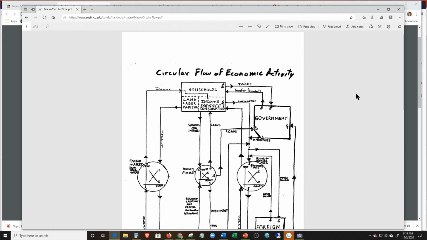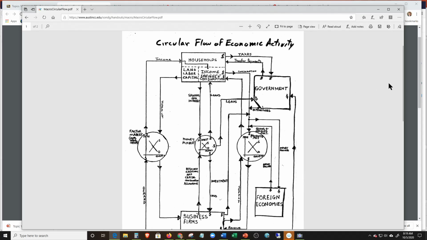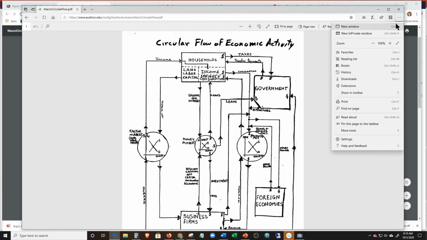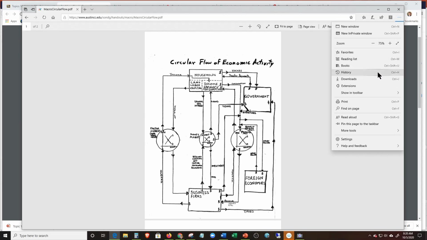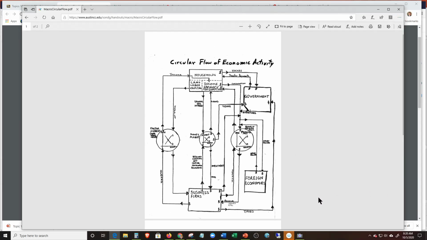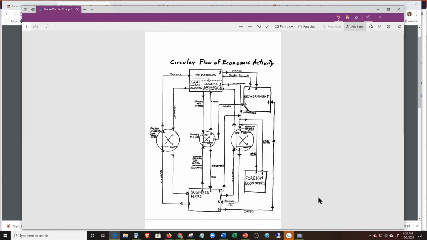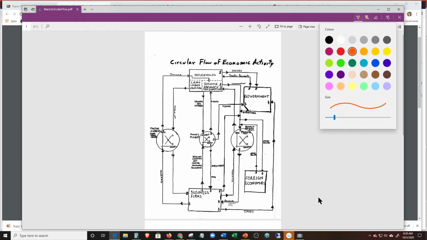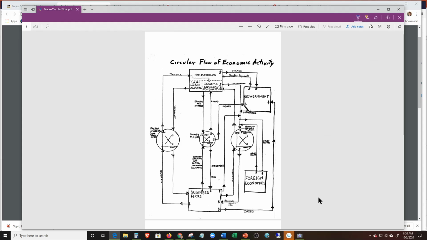There we go. And so let me reduce this a little bit so I can see the whole thing. There we go. And I want to add notes. I think I'll do it in blue.